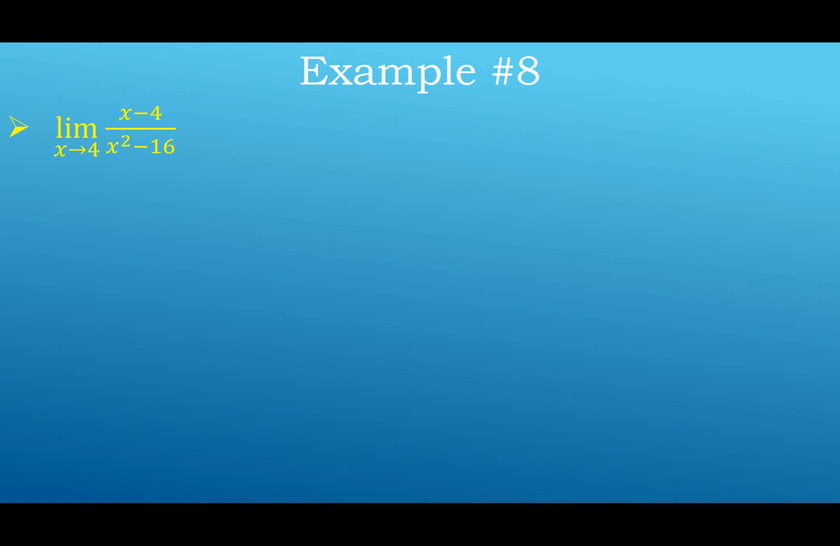So for example, we have this. The limit as x approaches 4 of x minus 4 over x squared minus 16. And again, like always, we should always plug in first and see what happens. And we do get 0 over 0. When we plug in 4, we get 0 over 0.